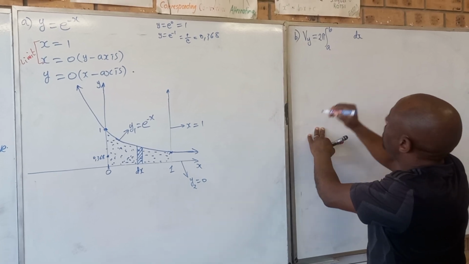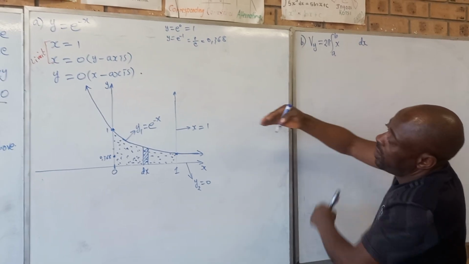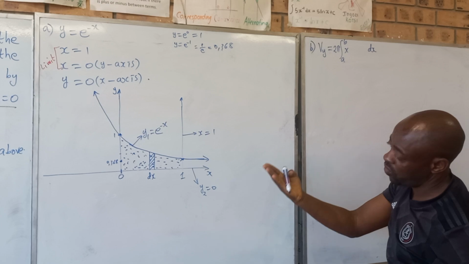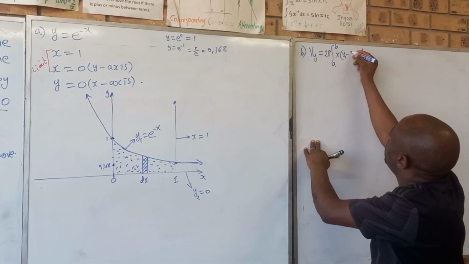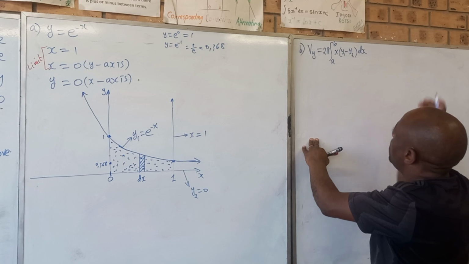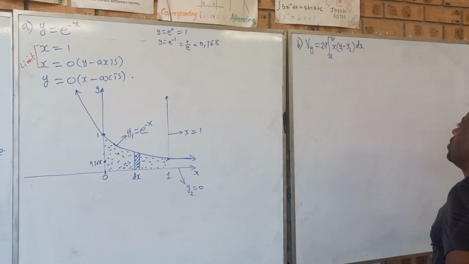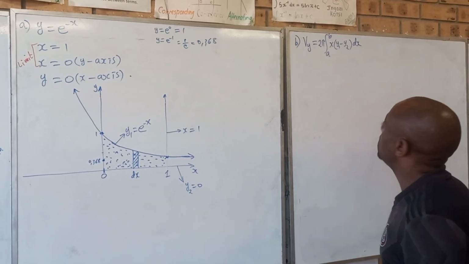But if I'm looking at my graph, I will see that there is y1 above the strip, y2 below the strip. So I can simply replace that by y1 minus y2. But even if you leave it like that, it's still okay. It's not much of a problem, right? The way y2 is 0.